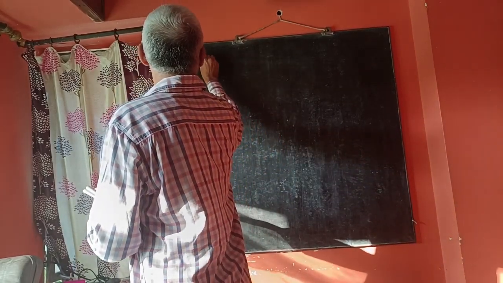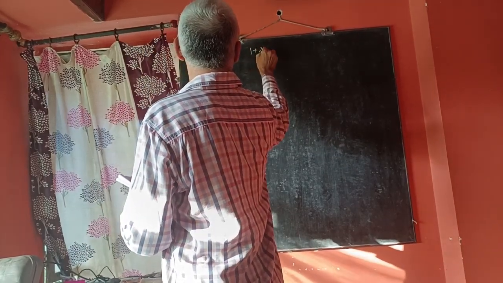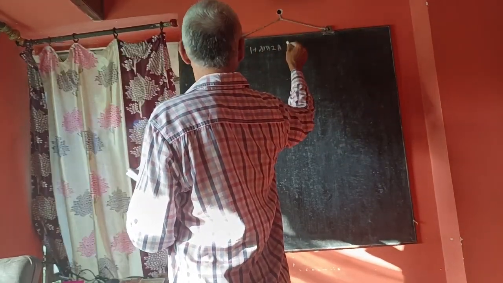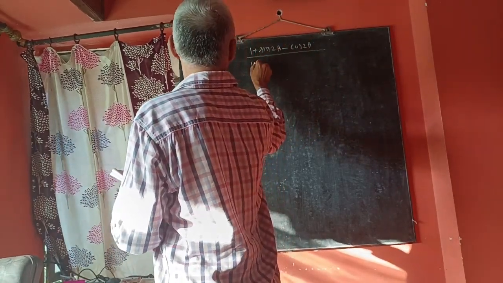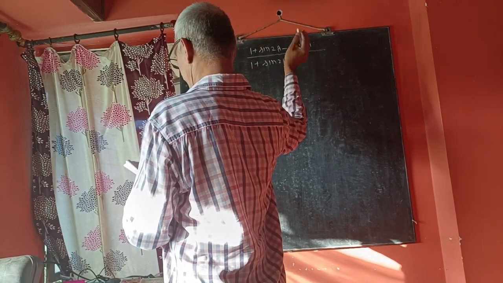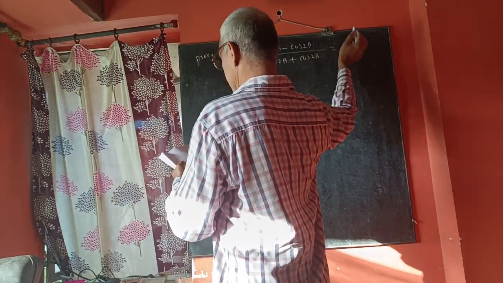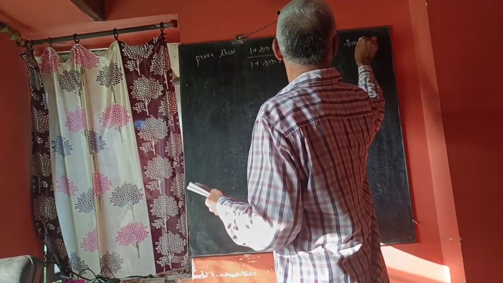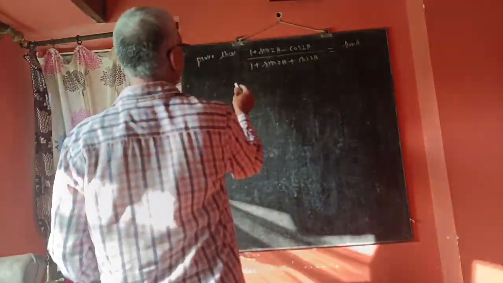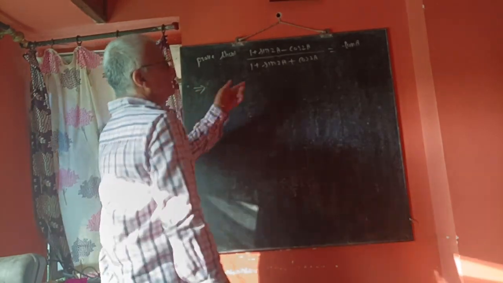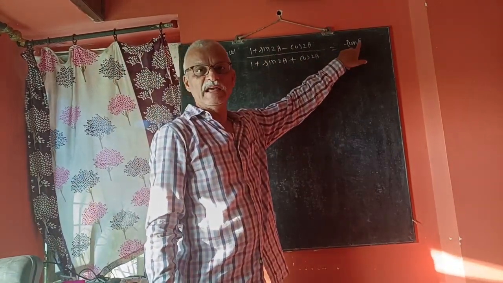Prove that (1 plus sin 2a minus cos 2a) divided by (1 plus sin 2a plus cos 2a) is equal to tan a. Now here, 1 plus sin 2a minus cos 2a, divided by 1 plus sin 2a plus cos 2a, equals tan a.